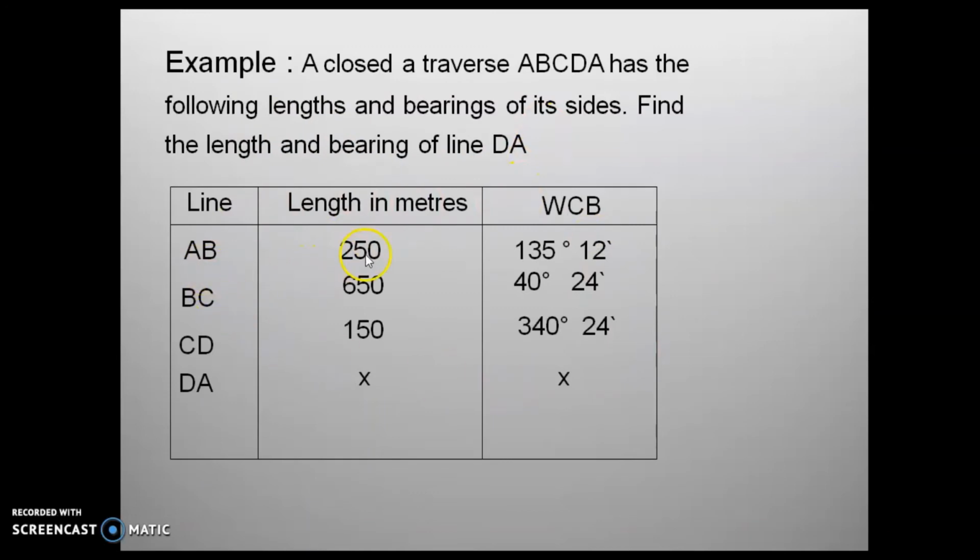AB length is how much? 250 meters. Whole circle bearing 135 means it lies in which quadrant? Second quadrant. Okay. BC length is 650 meters and it is in the first quadrant. And CD 150, 340, this is in the fourth quadrant. Next, DA we don't know.